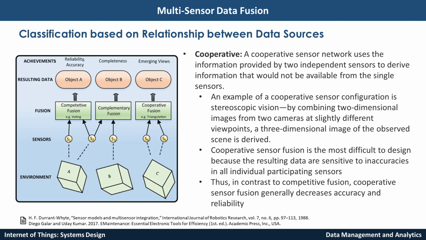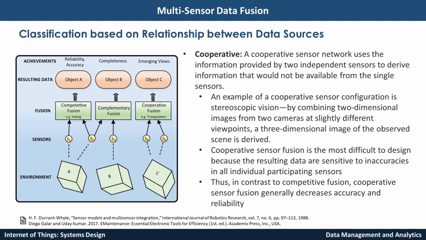A cooperative sensor network uses information provided by 2 independent sensors to derive information that would not be available from a single sensor. For example, if you are using 2 cameras with slightly different viewpoints, and you are generating a 3-dimensional image by combining and fusing them, then we call it cooperative data fusion.